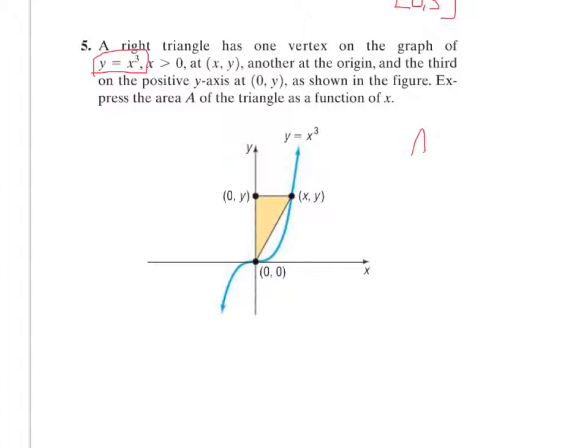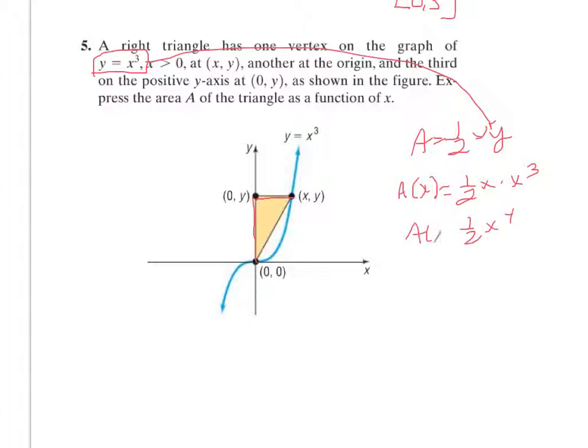Okay, so in this case, the area is going to be 1/2 times x times y, correct? Because my base is x and my height is y. But I want my area as a function of x. So what do we do? You know the drill. Plug it in. So we get 1/2 x times x cubed, which gives us 1/2 x to the 4th. There's the area as a function of x.